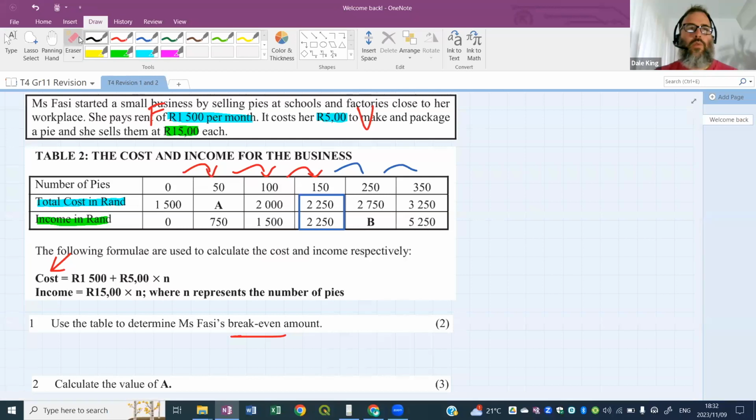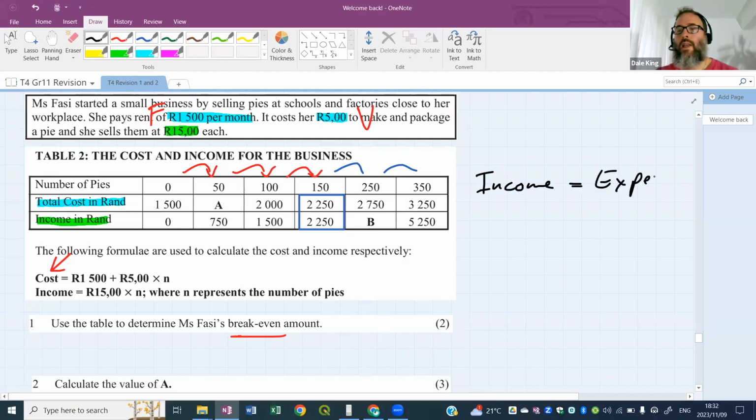Okay, so break-even point is where a business's income and expenses match each other. There is no loss or profit. They're just equal to each other. So it's this point where income equals expenses. And it's an important thing to know because if your expenses are more than your income, you're losing out. If your income is more than your expenses, that's when you're making profit. So you need to know where this break-even point is, because Mrs. Fussie wants to know, when is she going to start making profit?